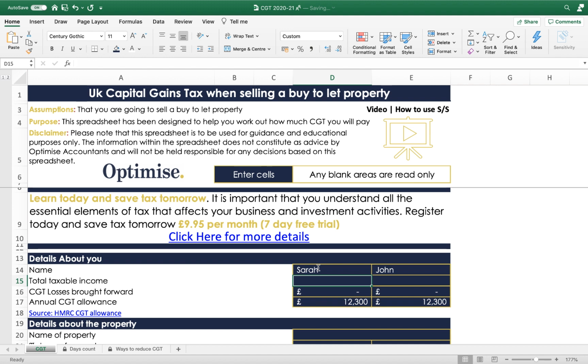Now, we need to enter the details. So Sarah is a high rate taxpayer. She's earning £45,000 worth of income per year. And John is working full-time in property, earning just £15,000. I say just, but you know what I mean.